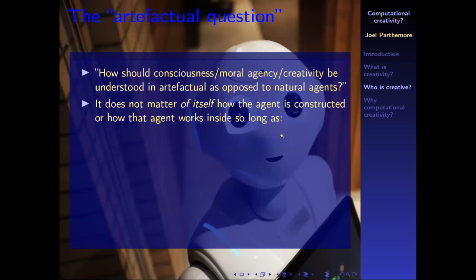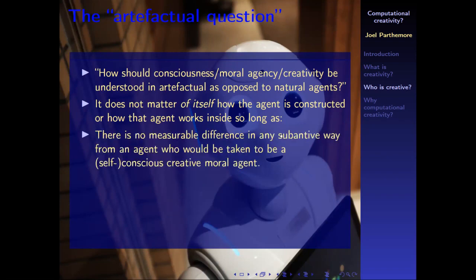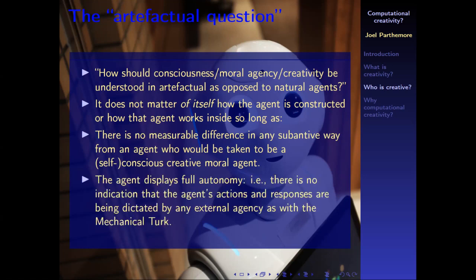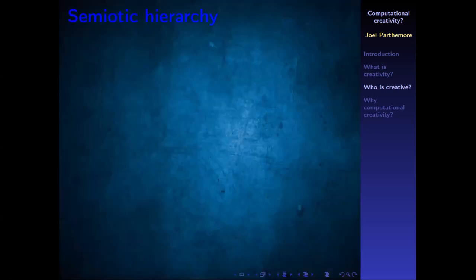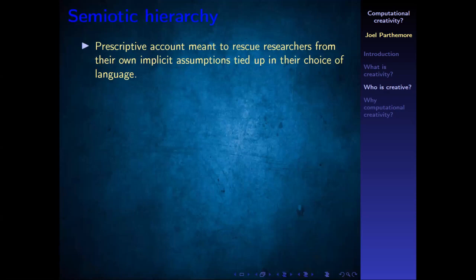And we argue in that paper that it does not matter of itself how the agent is constructed or how that agent works inside, so long as there is no measurable difference in any substantive way from an agent who would be taken to be a self-conscious agent. In the context of the paper, we were talking about moral agents; in the context here, creative agents. And furthermore, the agent should display full autonomy. There should be no indication that the agent's actions and responses are being dictated by any external agency, as with the mechanical Turk of the 19th century, which appeared to play chess.